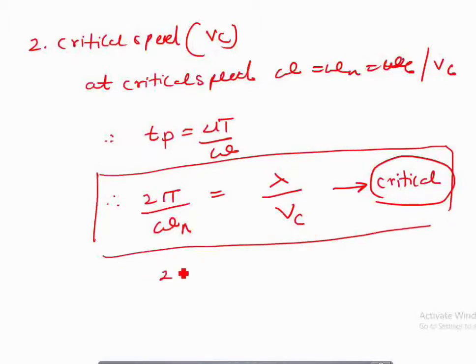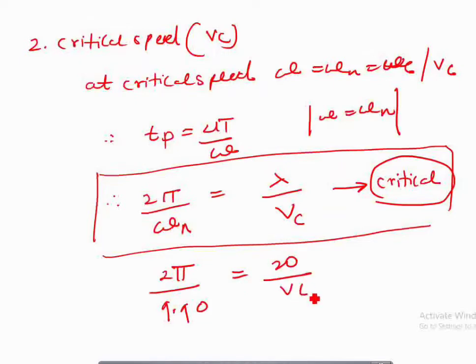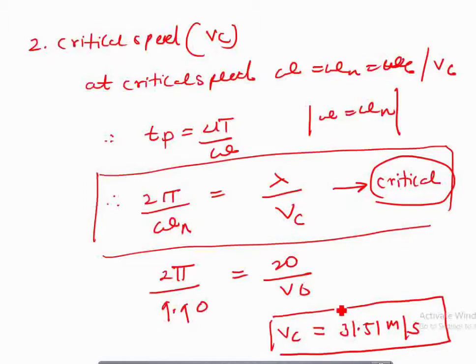So how will we calculate it? What is the natural frequency? Omega is equal to omega n because the resonance condition occurs. So 2 pi upon 990 is equal to 20 upon Vc. Instead of using omega, I will use the natural frequency because resonance occurs at the critical speed. So I am getting Vc, the critical speed, equal to 31.51 meters per second.